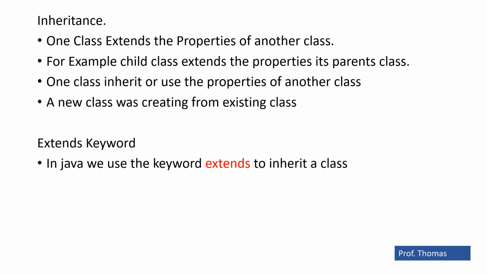In object-oriented programming, inheritance is an important concept. Inheritance is nothing but one class extending the properties of another class. For example, we have the parent-child relationship. The child class extends the properties of the parent class. Normally, the child implicitly has the behavior of the parent class and can use the properties of the parent class.